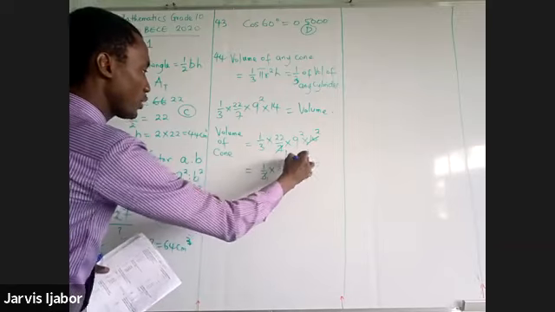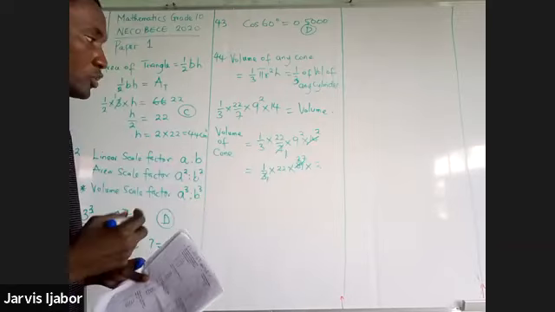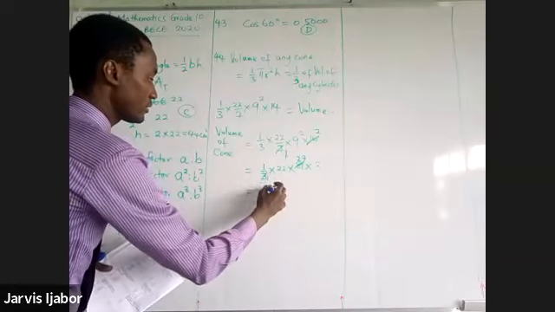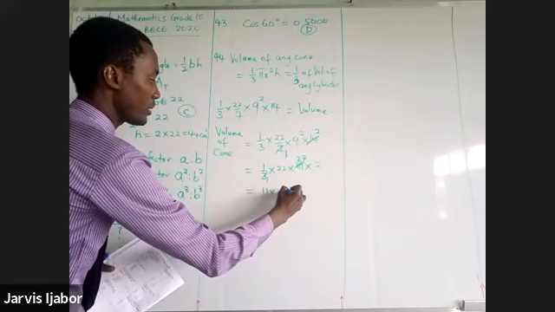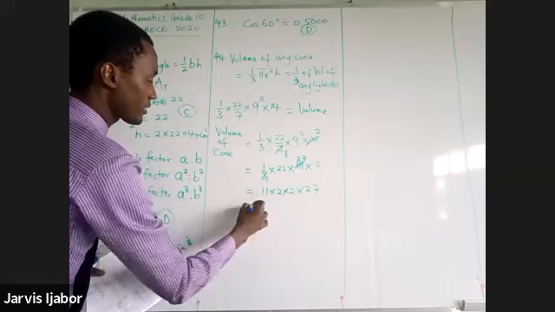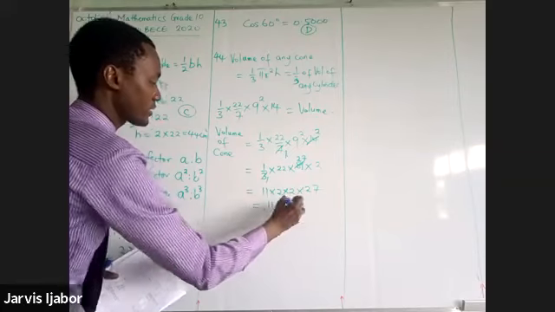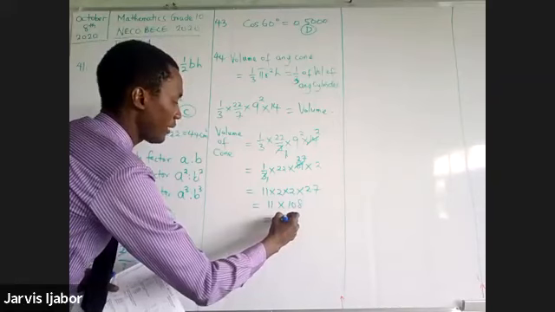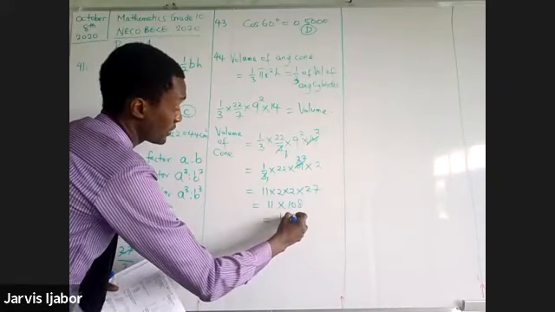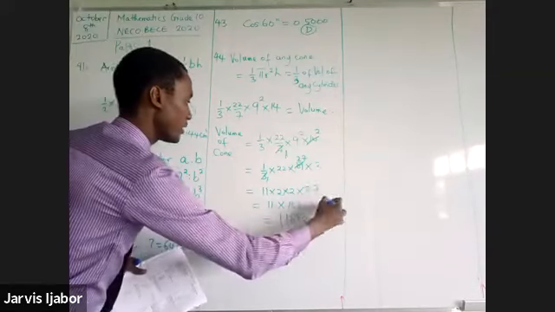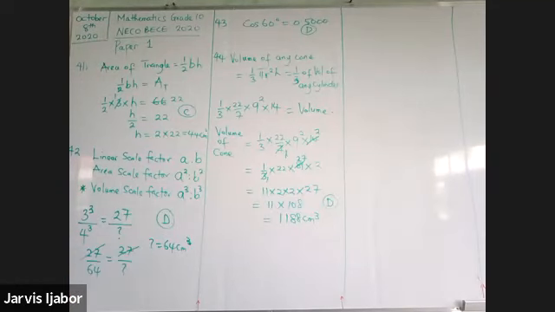3 here will give me 1, 3 here will give me 27. So what do we have? We have 11 times 2, which is 22, times 2 times 27. This one, you multiply this, and you have 11 times 108. And when you solve further, what you're going to get is 188 centimeter cube. And that answer obviously will be D. So the answer to 44 will be D.